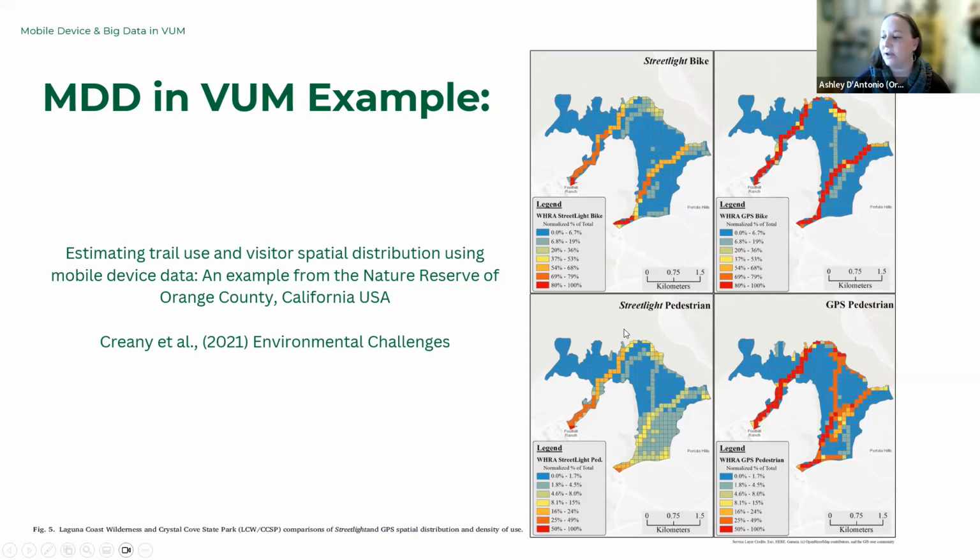And then down here on the left is the Streetlight pedestrian data, and here on the right is our GPS data. So one of the things we found is that generally on trail, the data matched in terms of relative use. So Streetlight was pretty good at predicting which trails were busier than others, even though our overall density counts were a little different. One of the things we did notice, though, is that in some of these border areas, the Streetlight data kind of overinflated use levels near neighborhoods and near shopping complexes.